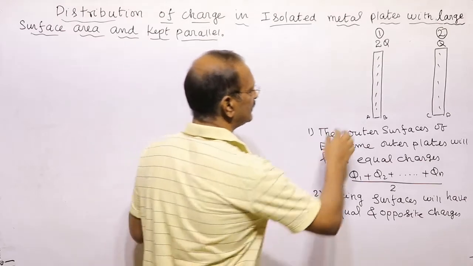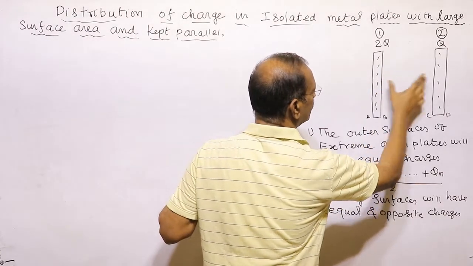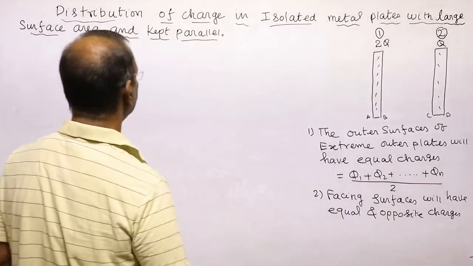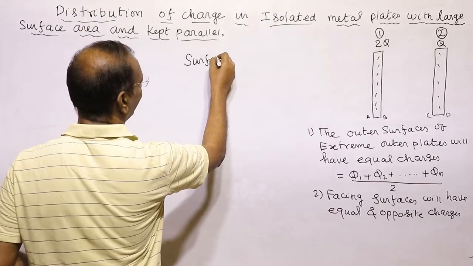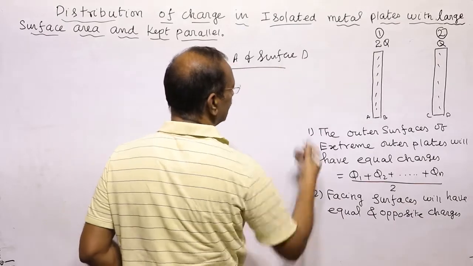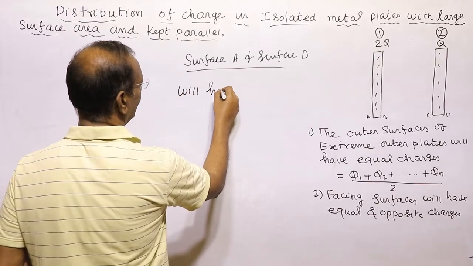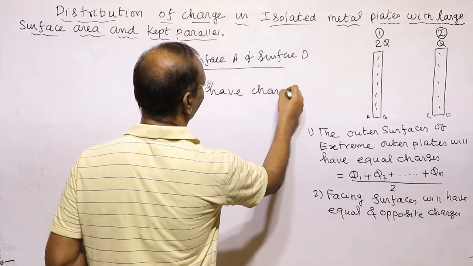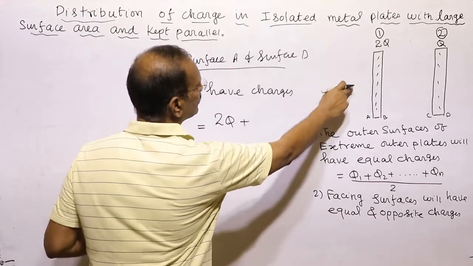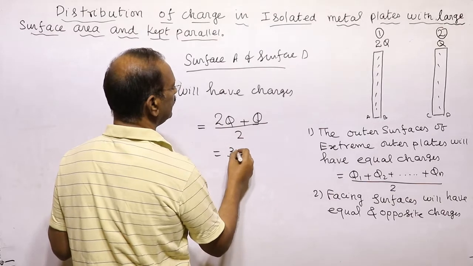The outer surface of the extreme outer plates, that is surface A and surface D. Both extreme outer surfaces of both the plates will have a charge equal to the summation of both the charges on the plates, 2q plus q, divided by 2, that is equal to 3q by 2.